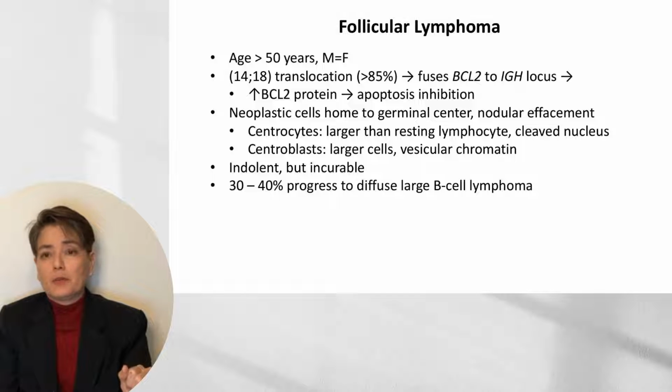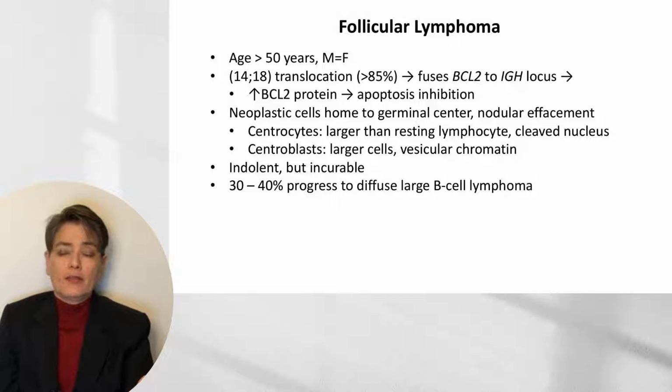The neoplastic cells are composed of centrocytes and centroblasts, with the centrocytes being slightly larger than resting lymphocytes with a cleaved nucleus, and centroblasts being larger cells with vesicular chromatin. This is a fairly indolent disease, but is incurable, something that we'll see frequently in our hematopoietic neoplasms. The ones that are more aggressive, you tend to have a higher chance of cure, because with rapid proliferation, you have the opportunity to disrupt that proliferation. Now, although it is indolent, about 30 to 40% will progress to an aggressive neoplasm that is very similar to a diffuse large B-cell lymphoma.